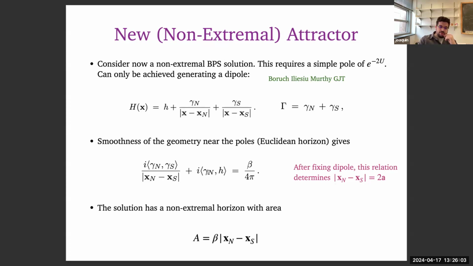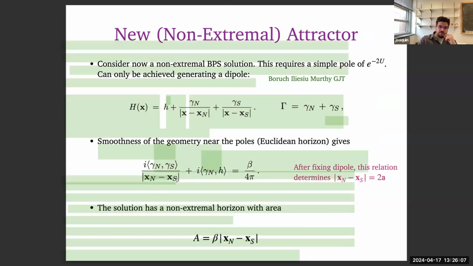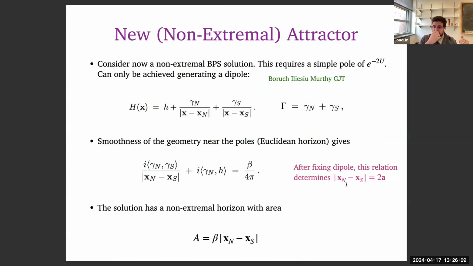Smoothness imposes a relation between beta and the separation between the poles. So this is just like the relation that determines beta in terms of a in Reissner-Nordström. And the solution has an area given by this expression.